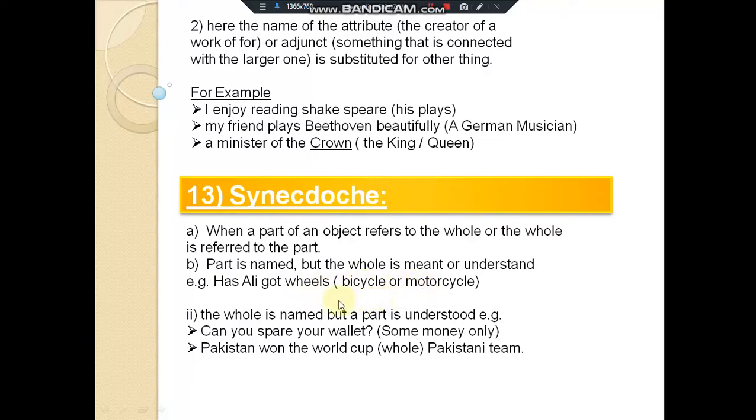It means you are not talking about the wheels. By mentioning the part of an object, you want to ask whether Ali has a bicycle or motorcycle. The next one is, the whole is named but the part is understood. It means you are talking about a huge element, the whole element of a thing, but the part is understood.